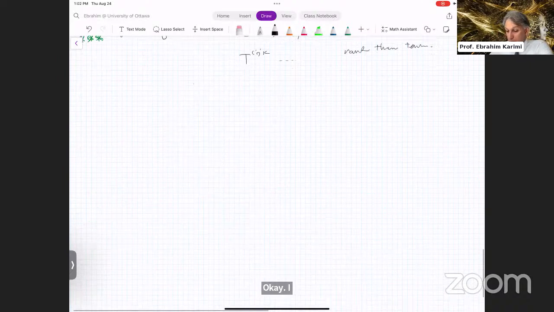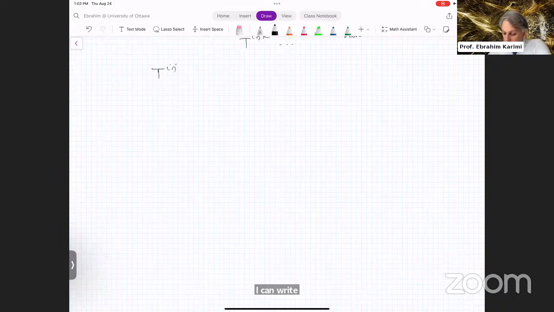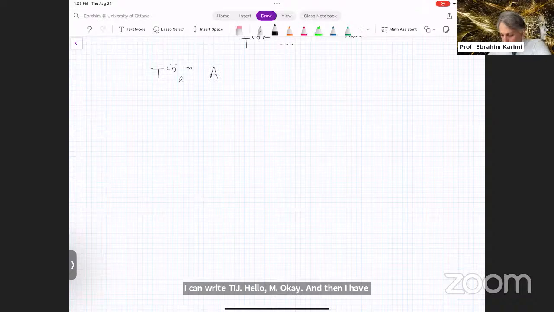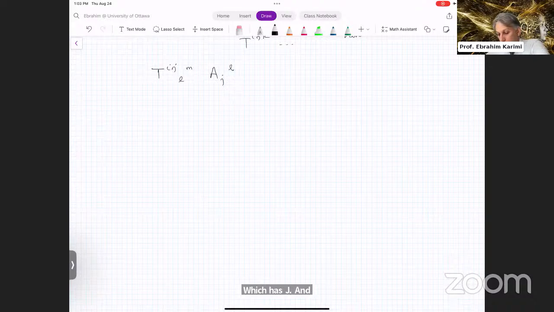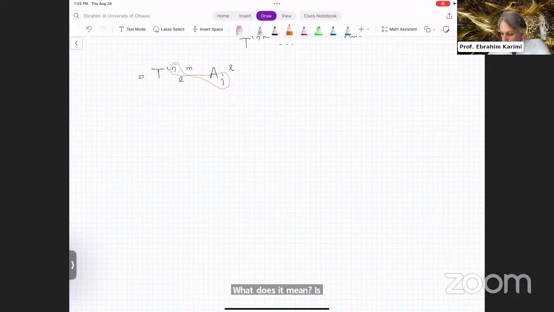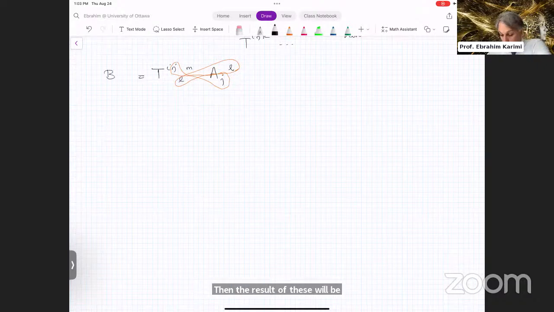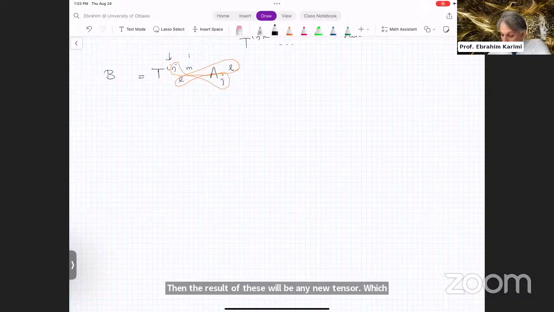I can go with something very arbitrary right now. Look at this one. I can write T_ijlm, okay? And then I have another tensor A, which has j and l. When I write these, using the Einstein convention, what does it mean? It is a summation over j, right? And also a summation over l, right? Then the result will be a new tensor which has a free i and a free m. So I call it IM. Okay.